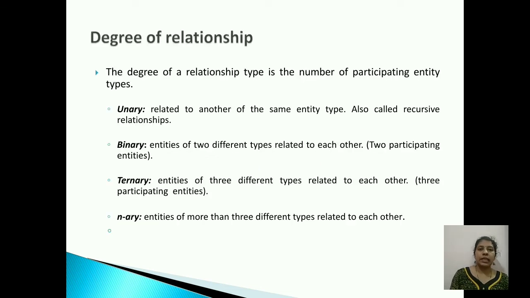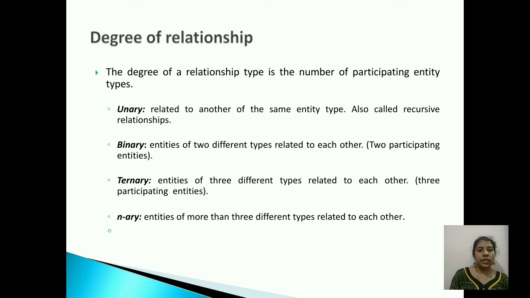Then we'll see the degree of relationship. Degree means how many entities are participating in the relationship. The degree of a relationship type is the number of participating entity types. There are four different types: unary, binary, ternary and n-ary.